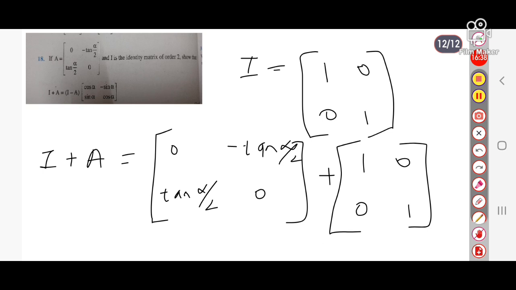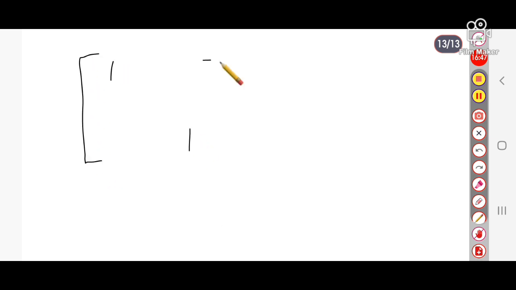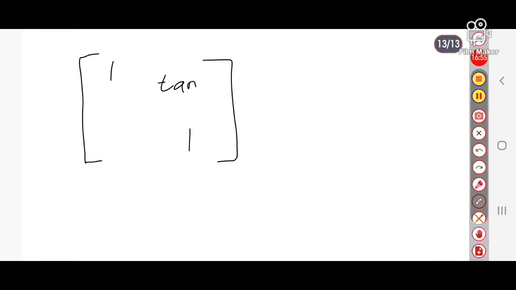Right, so that gives you the I plus A value as 1 minus tan alpha by 2, tan alpha by 2 1.